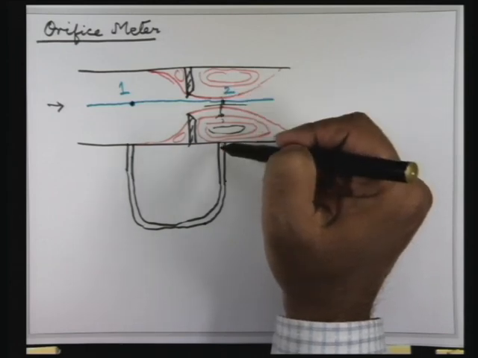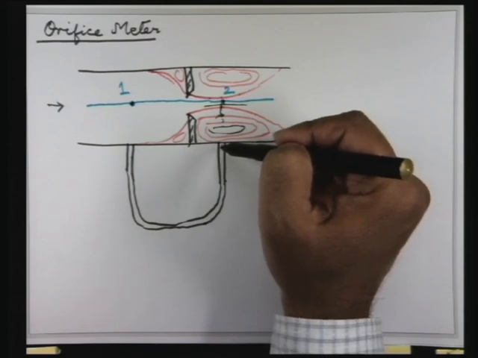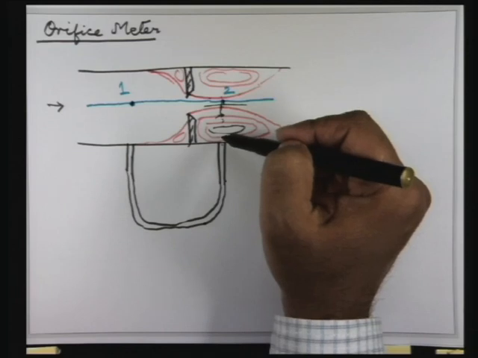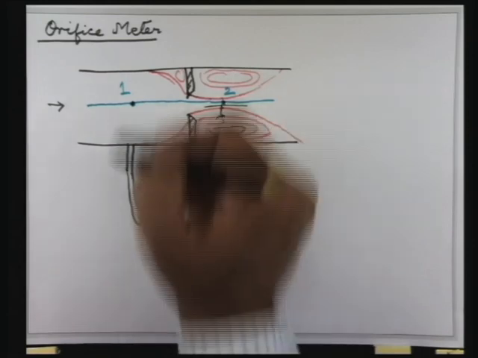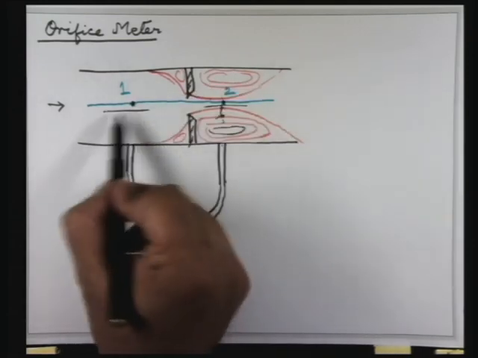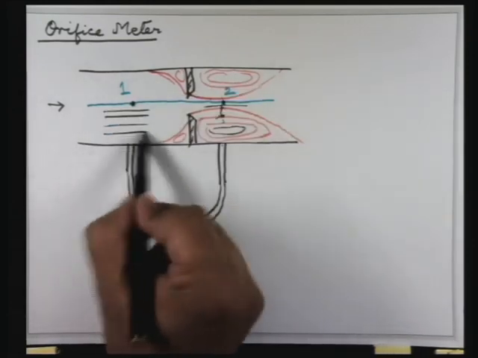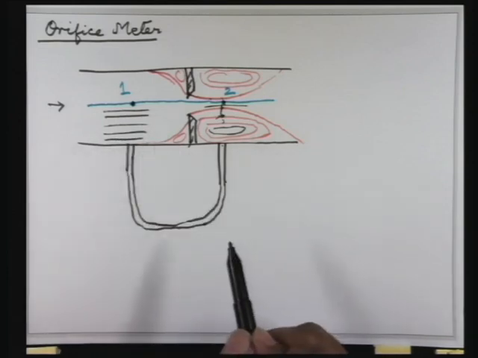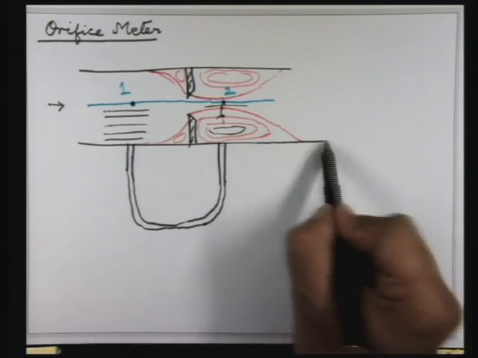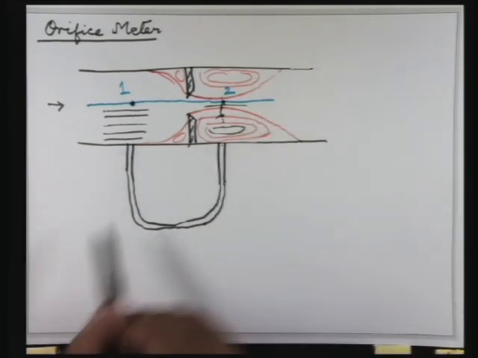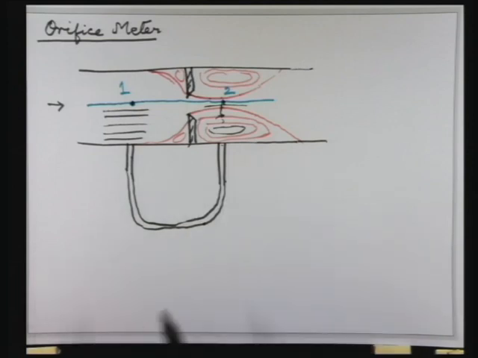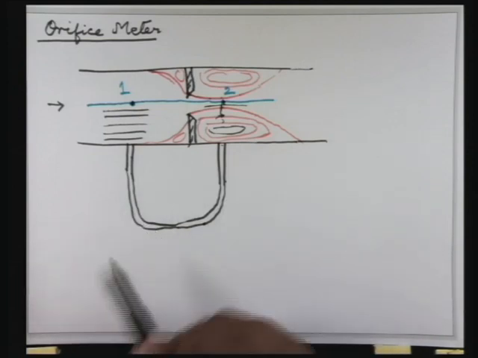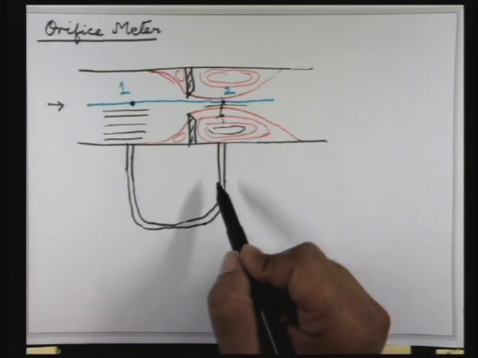We have argued that if you have streamlines with strong curvature, then the pressure variation in the normal direction cannot be obtained from the hydrostatics, because there is that centripetal acceleration term coming. And similarly here also, we are going to assume that the streamlines are like this. Now, if I put the manometer liquid here, you tell me again which side will be higher.